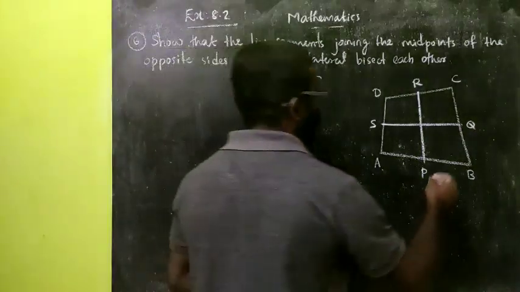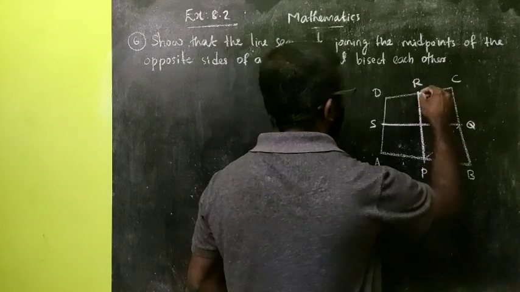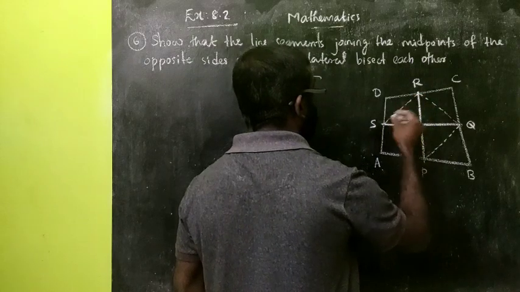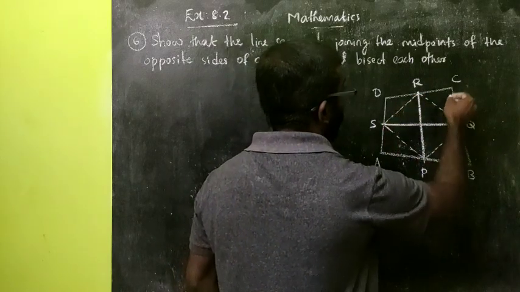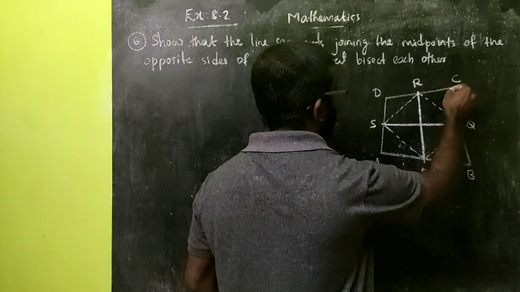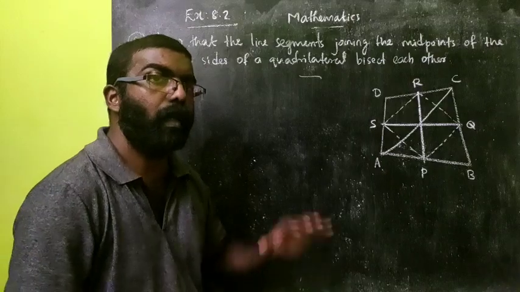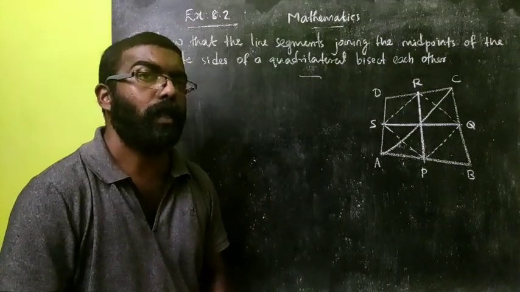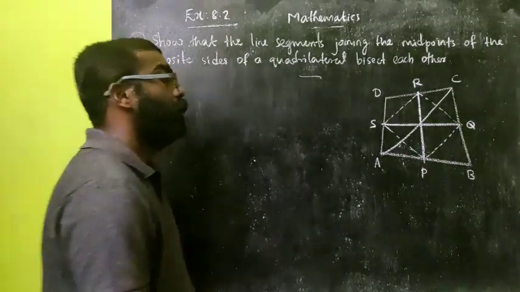First of all, we can join PQ, then QR, RS and SP. Then we can draw the diagonal AC. So first we can prove PQRS is a parallelogram. That we have proved in first 3 questions. The same procedure we can follow here.